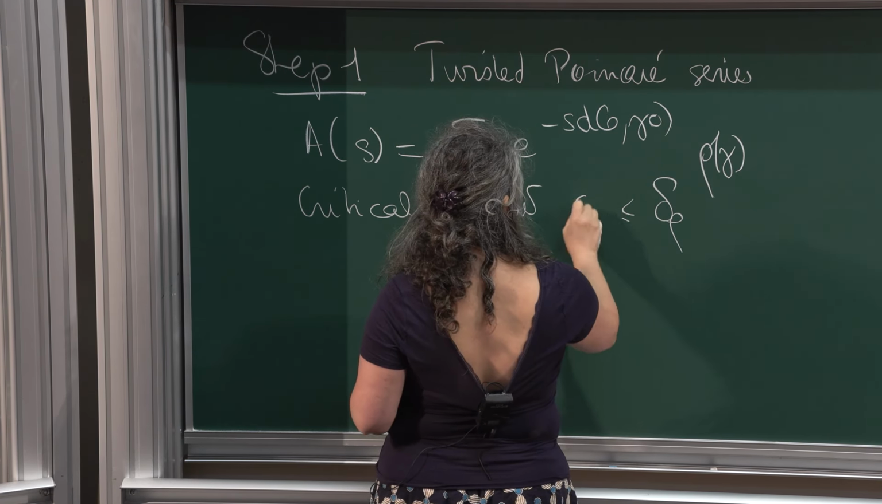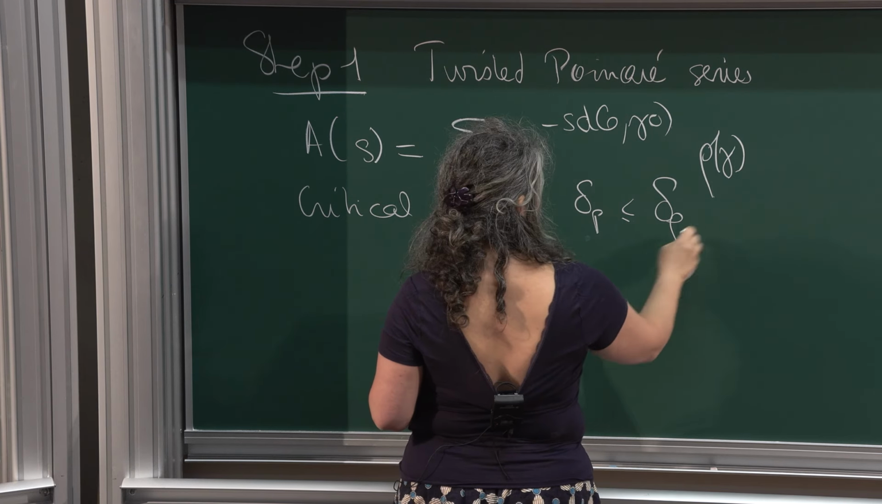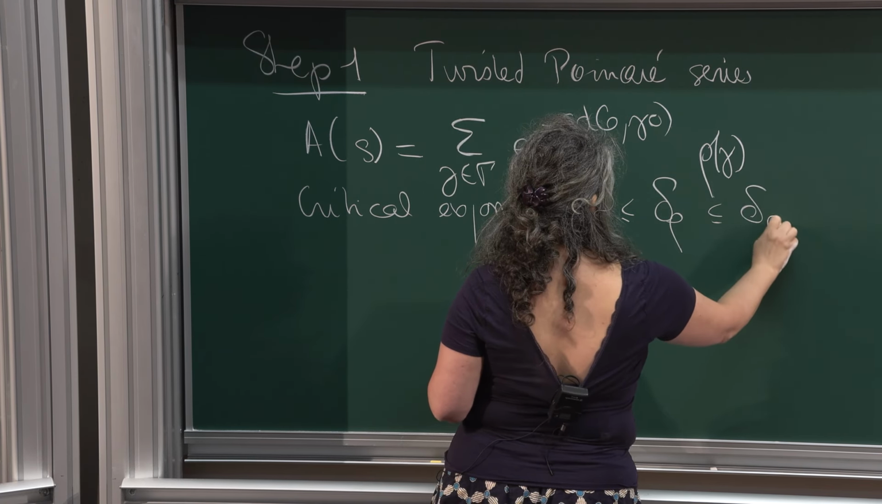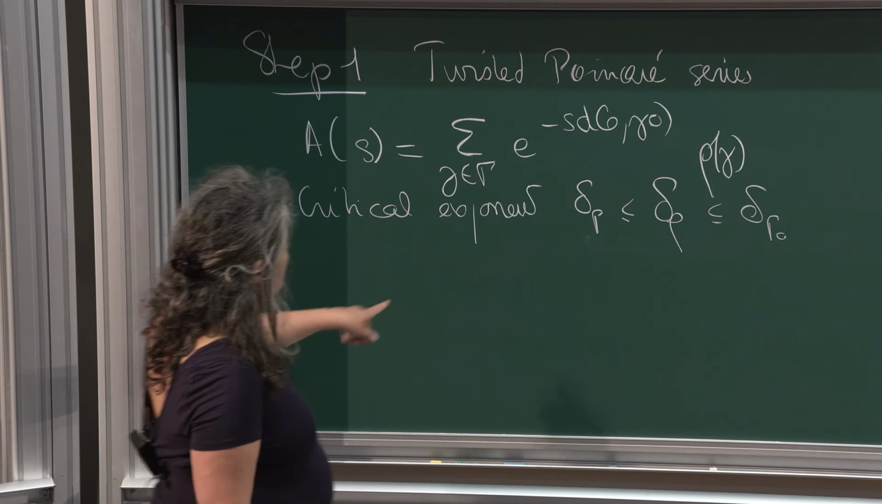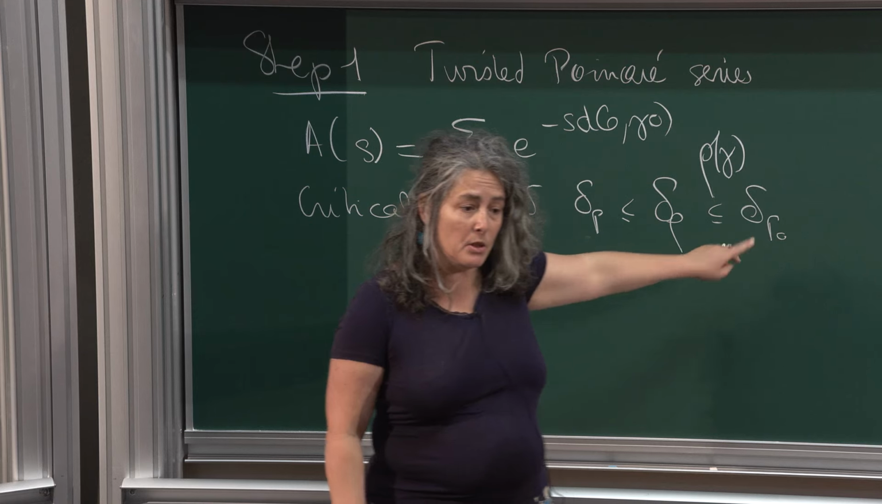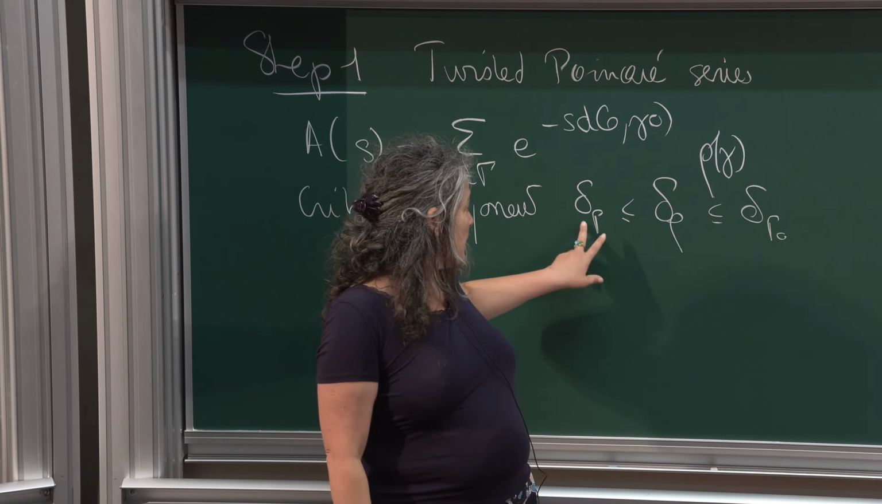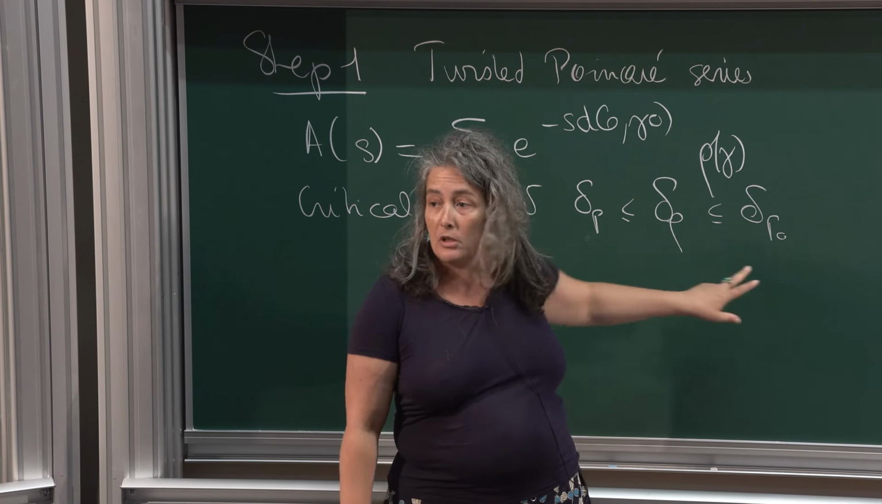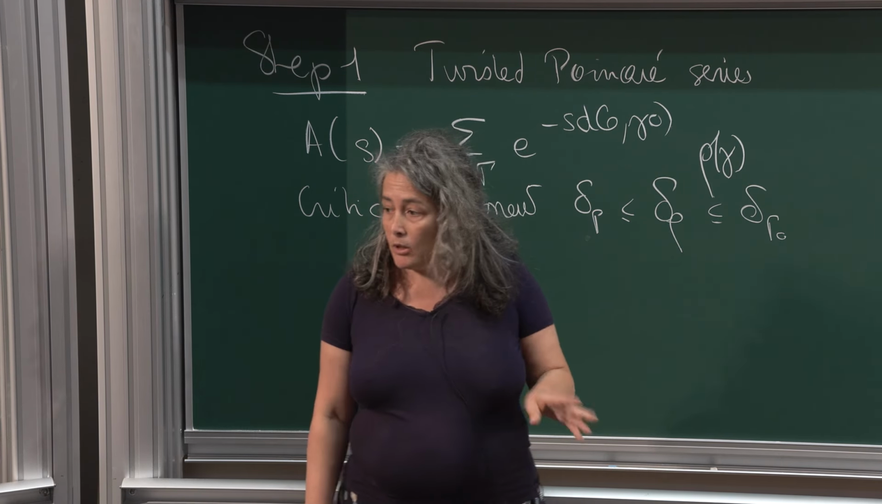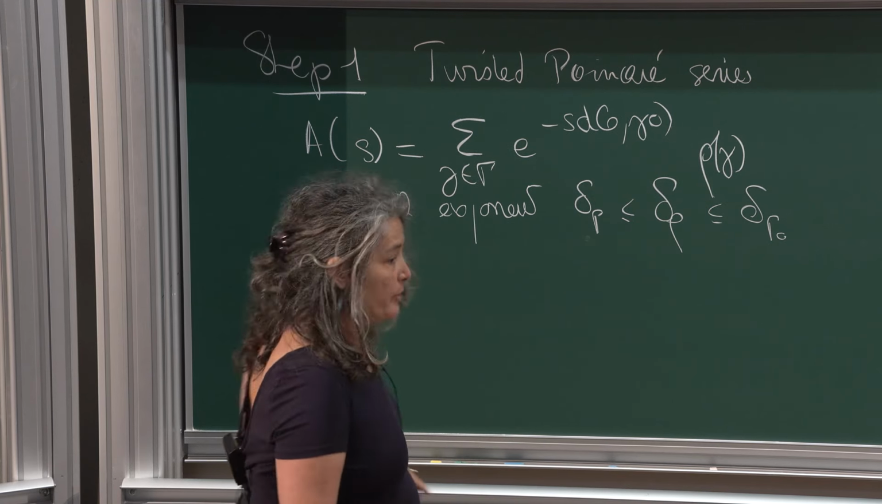And it's between delta gamma and delta gamma 0. And as we assume that delta gamma is equal to delta gamma 0, the only place where we will use the assumption is that the equality delta gamma equals delta gamma 0 implies that delta rho is equal to delta gamma 0. And that's the only place we use the assumption.